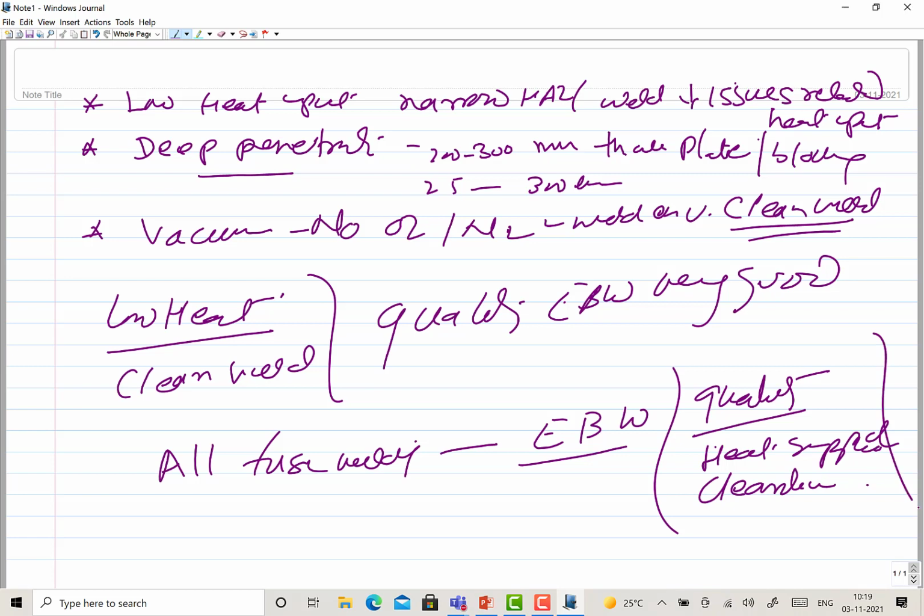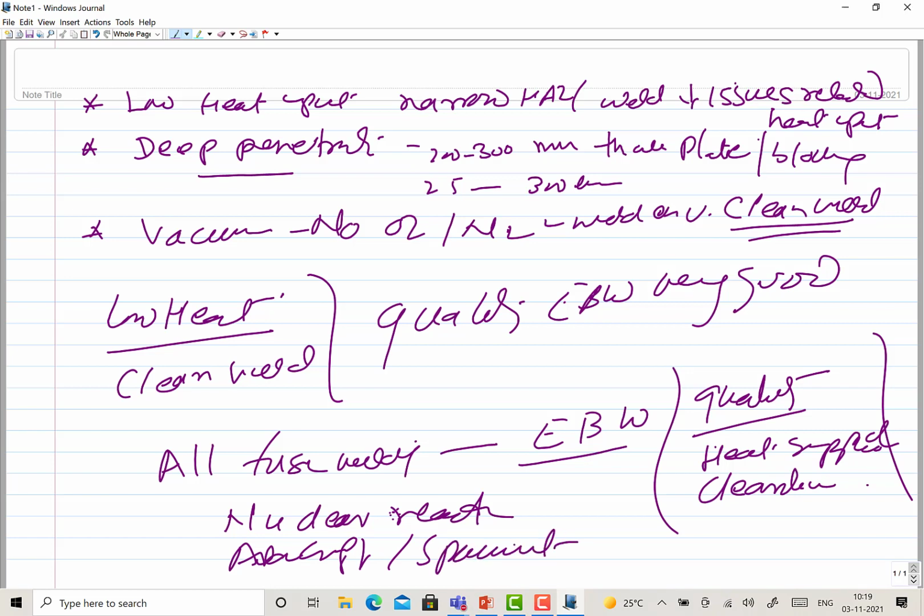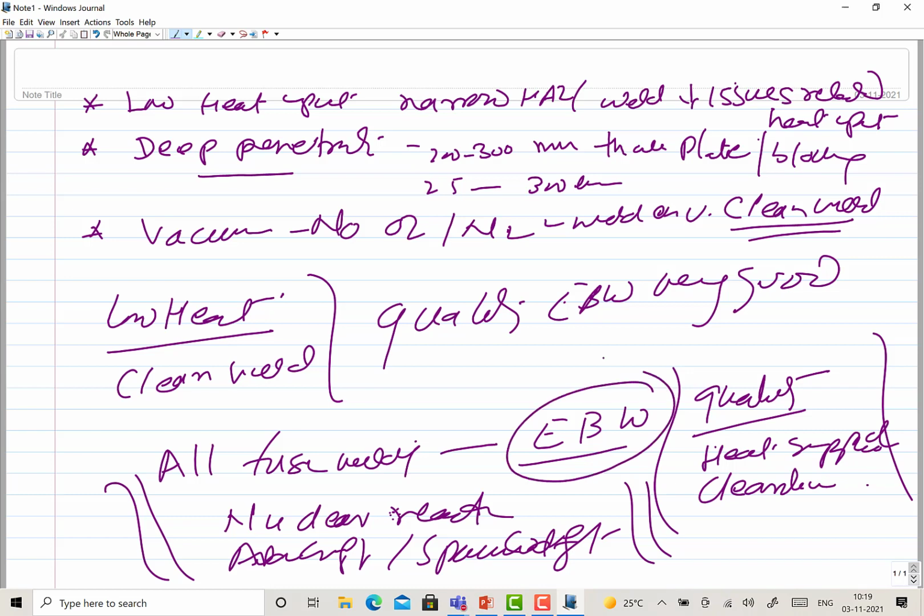Because of this it is used for extremely critical applications, like nuclear reactor weld joints, aircraft components, or aerospace or spacecraft components. So when very critical components need to be joined for critical applications where there is a huge risk to life and a huge risk to property in case of failure, those are welded using the electron beam.